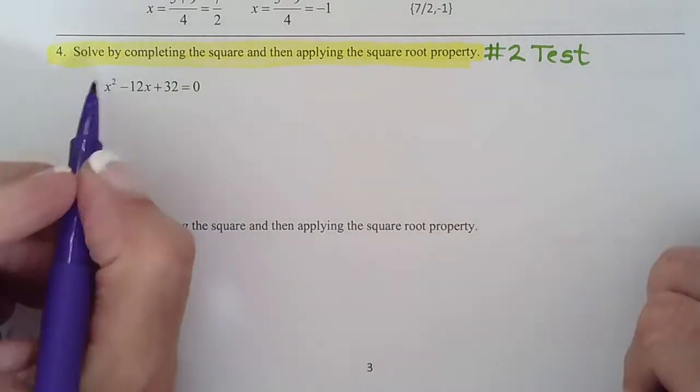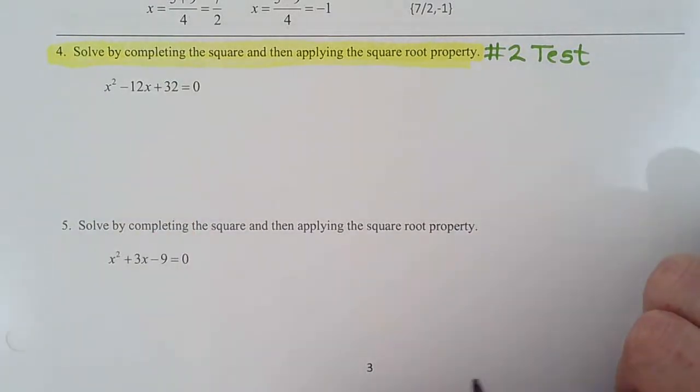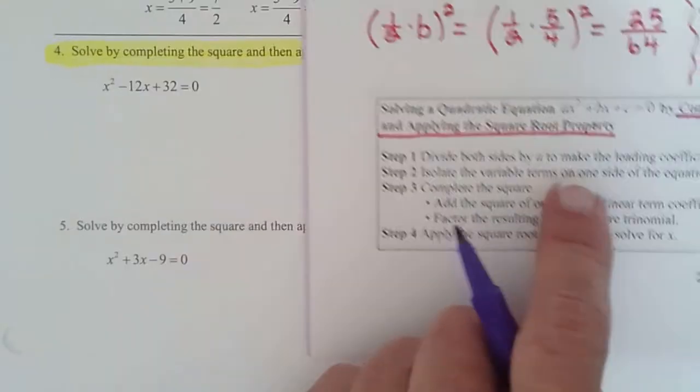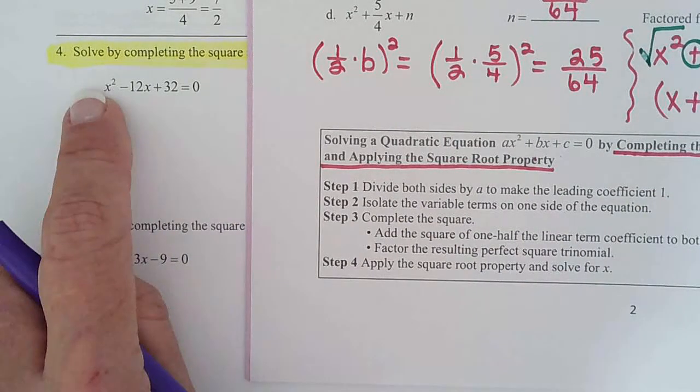Okay, so step 1 is make sure the leading coefficient's 1. It is, so that's done. And we're just following the steps here. Divide to make the leading coefficient 1. We don't need to because it's already 1.